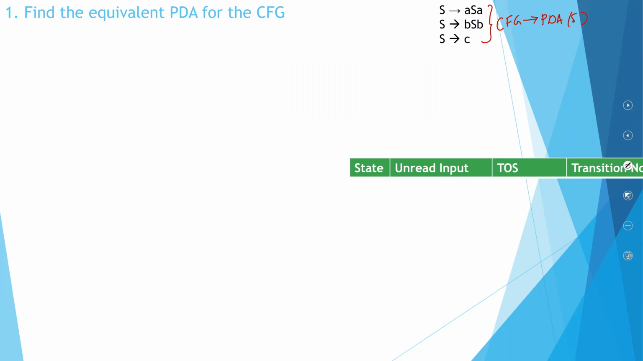Now, there are two very simple steps to convert it. The first step, step number one, is for all the production rules, pop the elements. For all the production rules, you will have to do something called popping. Now, as you all know, when you think about PDA, you have two main operations: the push operation and the pop operation.